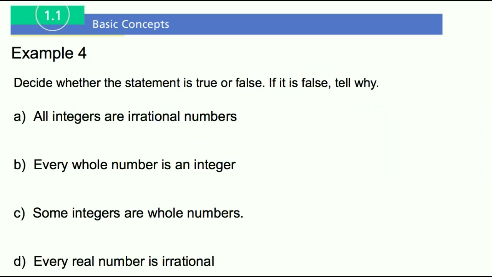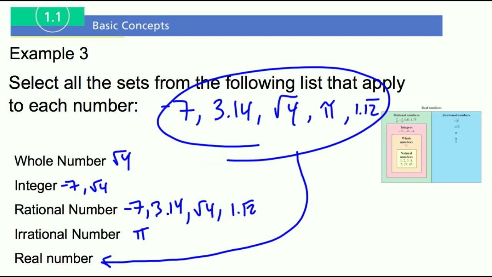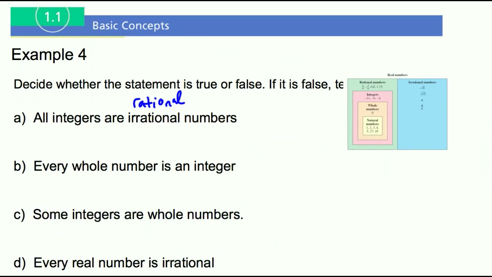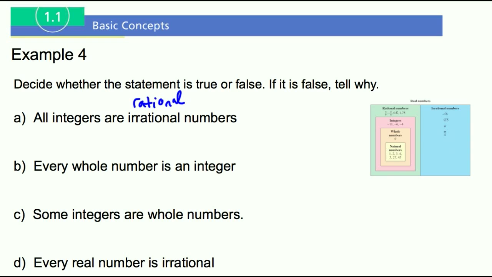Isn't it true that all integers are rational numbers? Integers fall in the rational category, not irrational. And so we're just going to say that that's going to be false. Actually, let me just take this diagram and copy this over, and we'll use this as a little sheet right here. So this answer is going to be false, and our reason is that all integers are rational, not irrational.